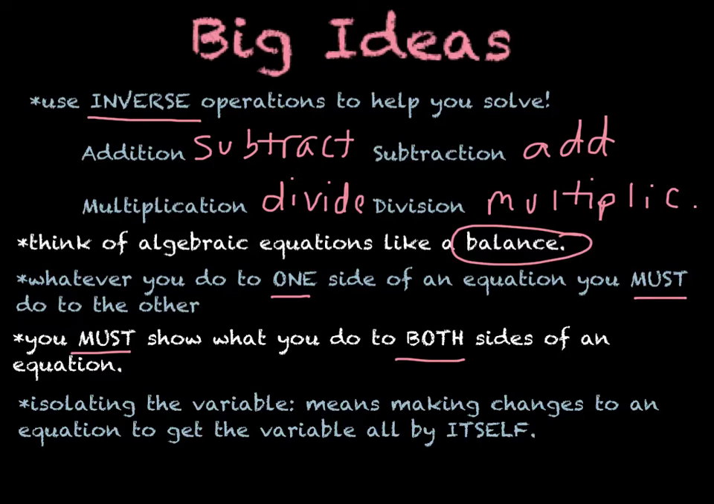And then the idea of isolating the variable is going to be really important to us. We've talked about that before. To isolate something means to make it go by itself, to keep it away from everything else. So we're just going to make changes to our equation so that we can get that variable all by itself.